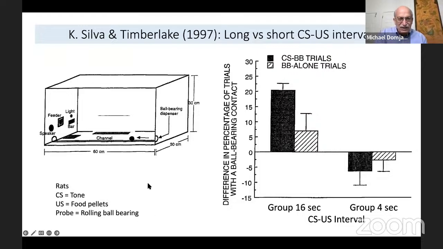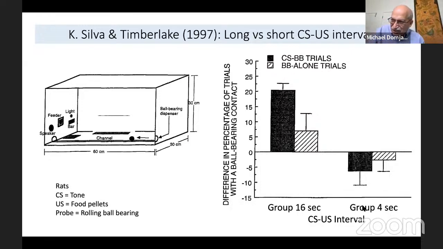rolling ball bearing. So this shows a diagram of the apparatus. They put a ball bearing into the box at this point, and it rolls down this channel and exits the other side. And the question is, does the animal interact with this ball bearing? And if they were conditioned with a 4-second CS-US interval, you turn on the tone, you put in the ball bearing, and the animal pretty much ignores it. And the interpretation there is that with a 4-second CS-US interval, you're generating focal search responses, and chasing a ball bearing is irrelevant to that.